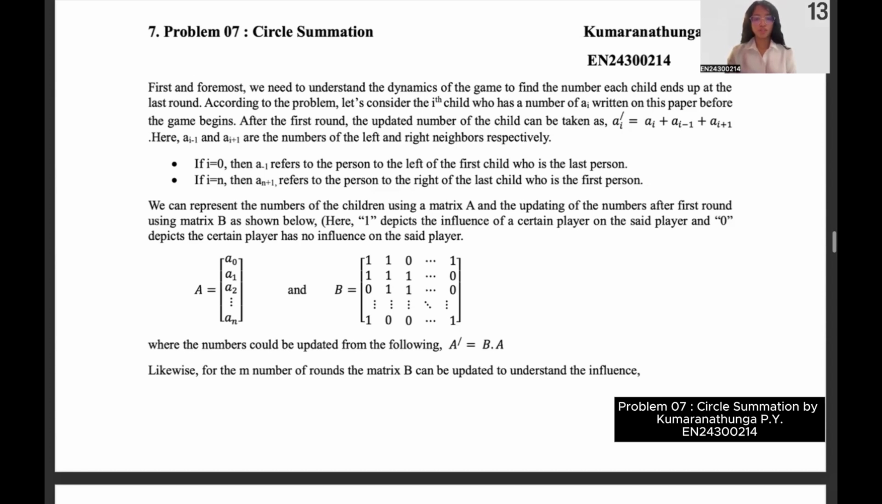Matrix B is introduced to depict the influence on the number of a child. Here 1 indicates influence between players, whereas 0 indicates no influence. If we take the first row of matrix B as an example, it shows the influence on the first child from the second and last player in the circle. Likewise, the matrix is updated for the rest of the children in the array.